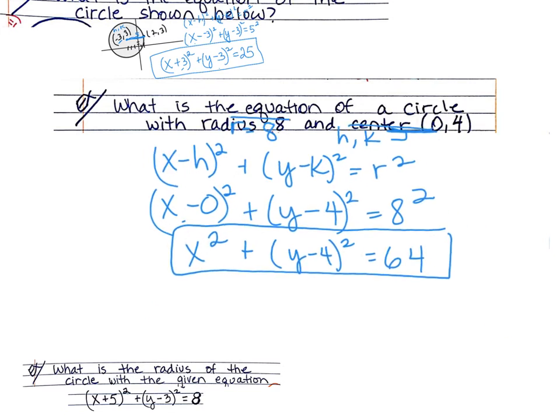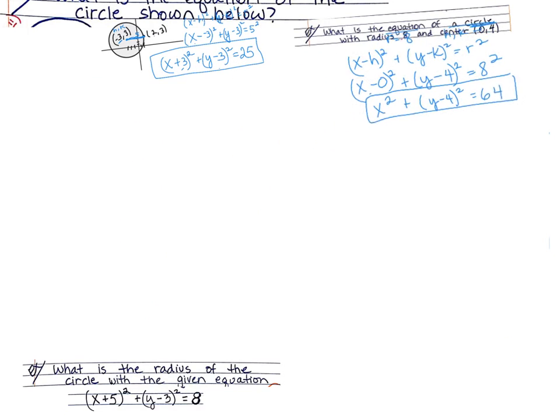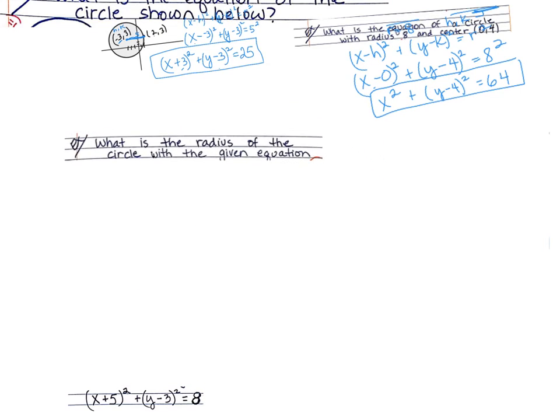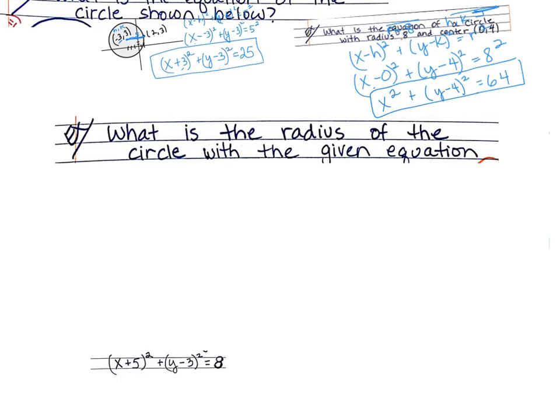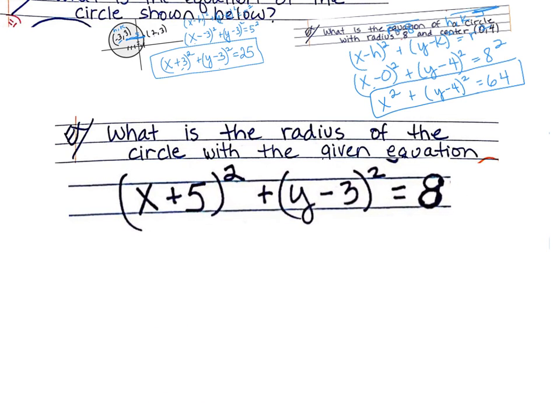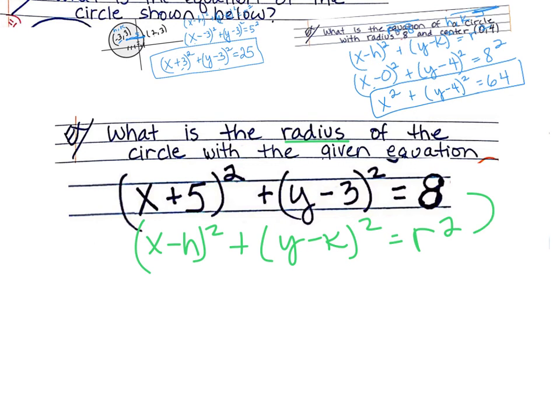So for the last example, we're going to do this one here. What is the radius of a circle with the given equation? So this is the equation that we're using, and it's asking us, what is the radius? Okay, so we know that our formula says (x minus h) squared plus (y minus k) squared equals r squared. So the r squared is equal to 8. So the radius is the square root of both of these sides. And so we end up with the radius is the square root of 8. We can put it in the calculator and get a decimal, but usually you just leave it like that.